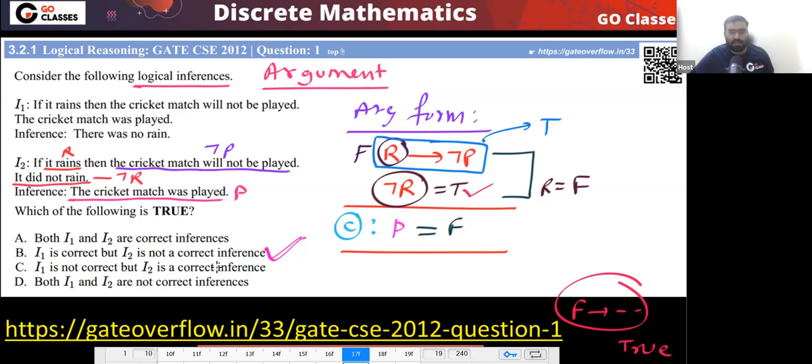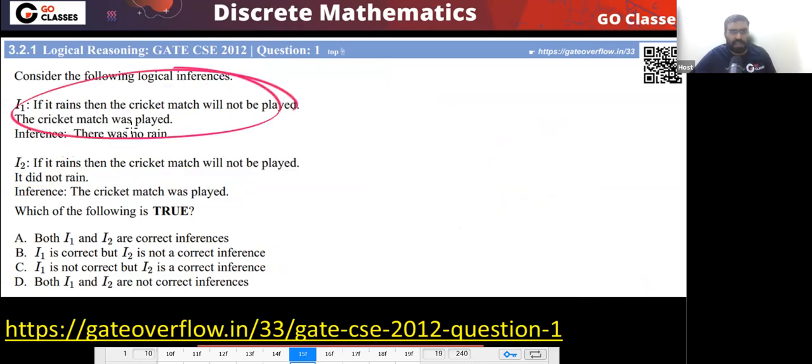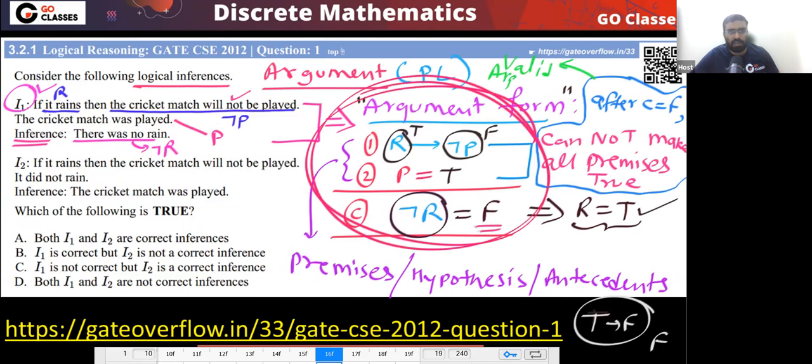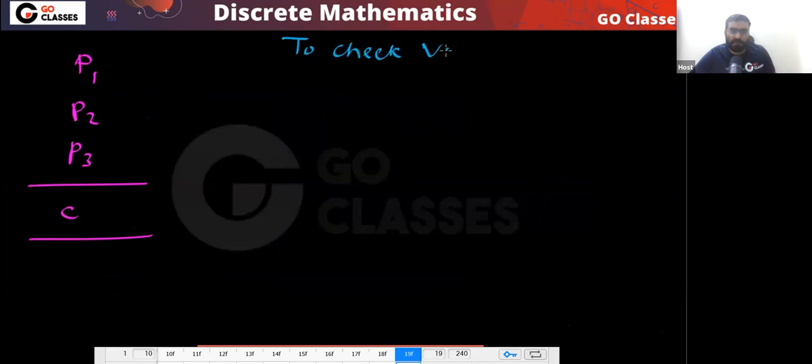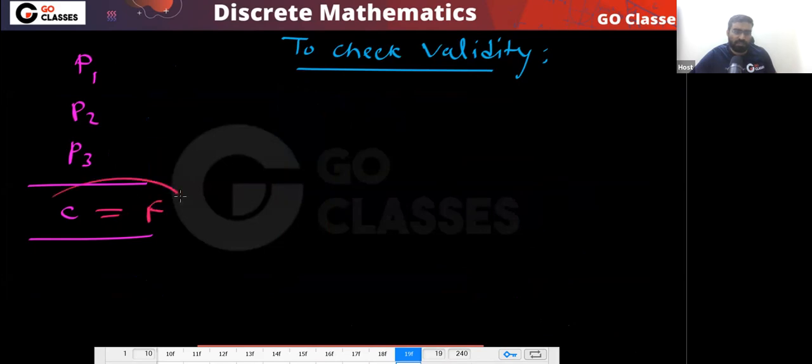Very simple question. All you have to do is convert every argument, given in English, into argument form, a propositional expression. Then you can solve the question easily. Whenever an argument is given to you, with a conclusion, the best way to check validity is to make the conclusion false. This is step number one.